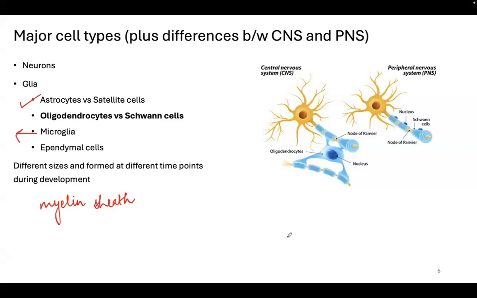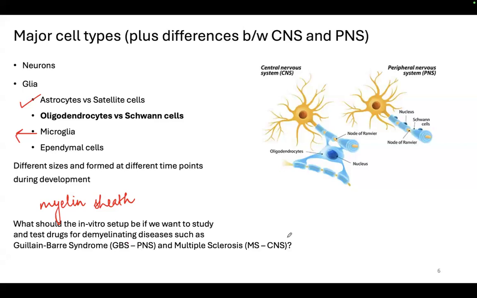Thank you. So now we come up to the main idea. The last time we talked about a neurodegenerative disease. Now we talk about a disease where this function is lost. So we want an in vitro setup, and in vitro means we want a cell culture setup in the lab, if you want to study a disease or test drugs against a disease where demyelination happens. Demyelination, as the name suggests, means the myelin is gone or it's getting degraded. So these are called demyelinating diseases.